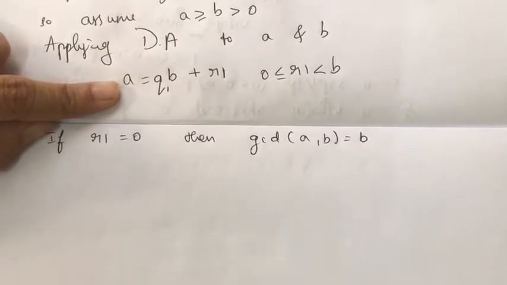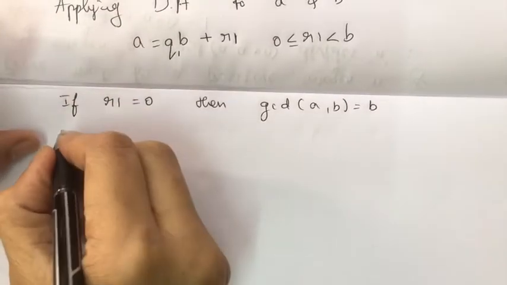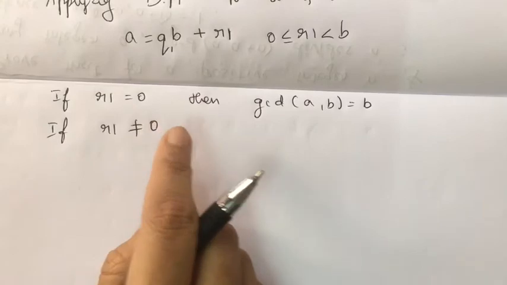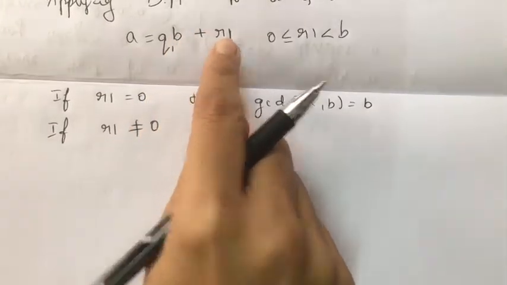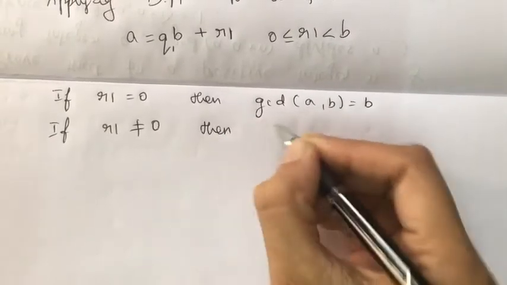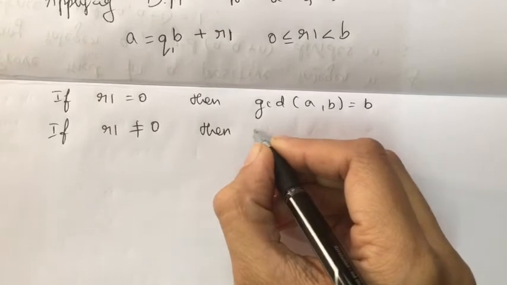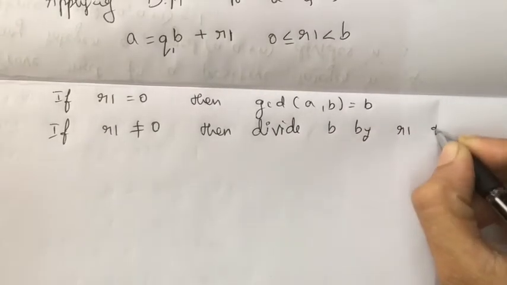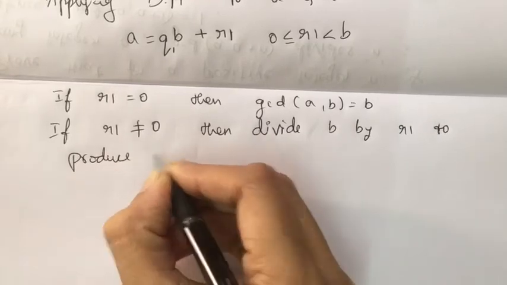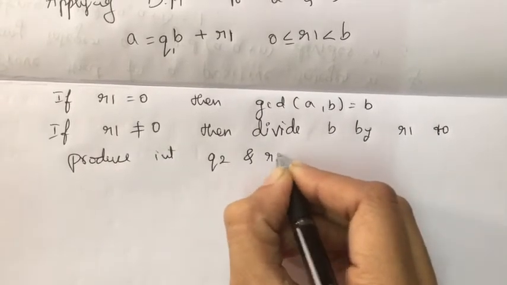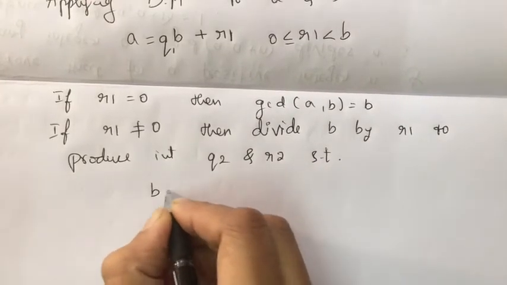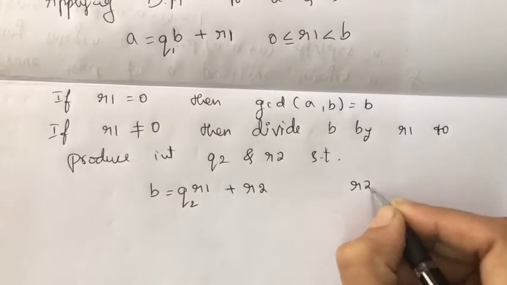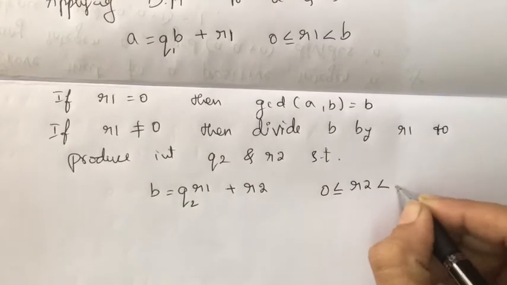If R1 is not 0, then divide B by R1 to produce the integers Q2 and R2 in such a way that B equals Q2 R1 plus R2, and thus R2 is of course greater than or equal to 0 and it must be less than R1.